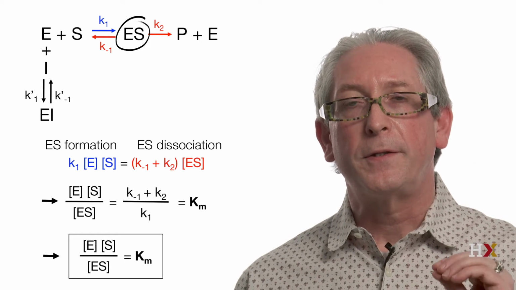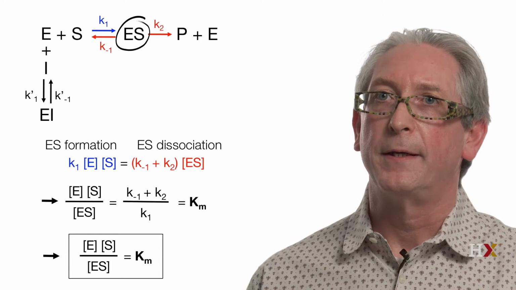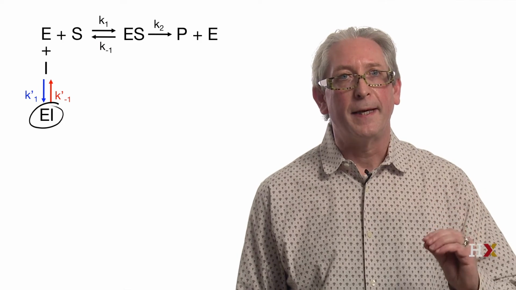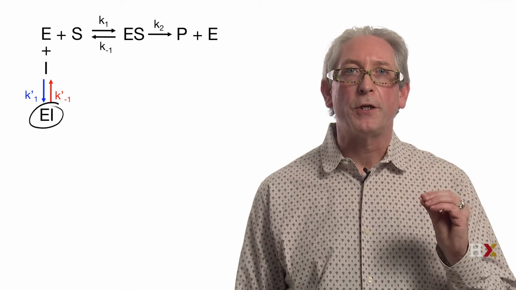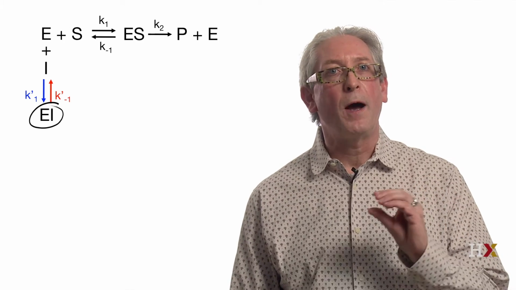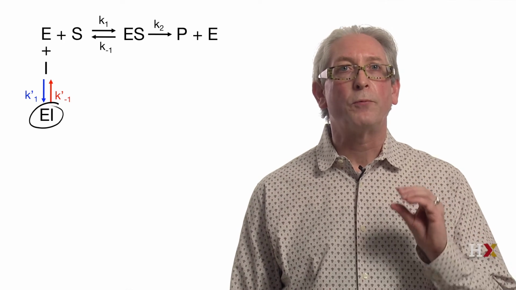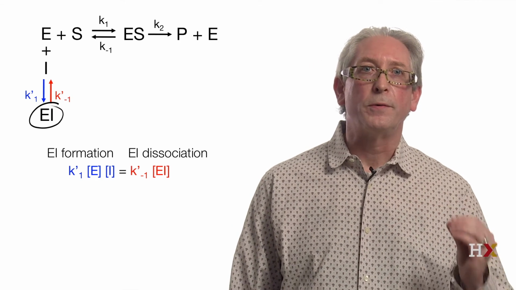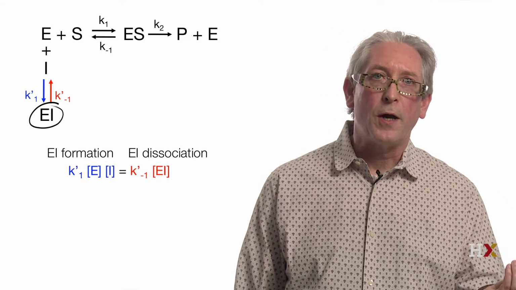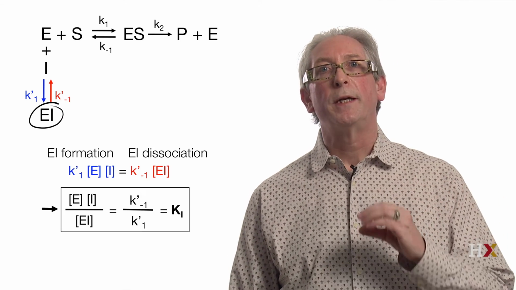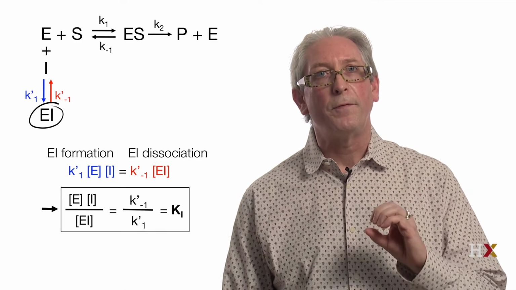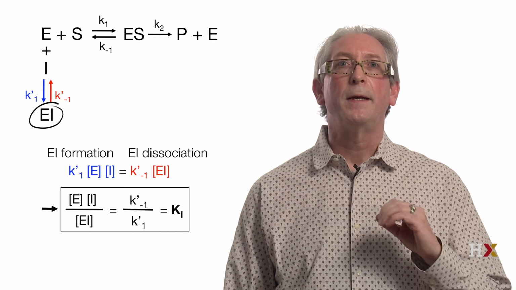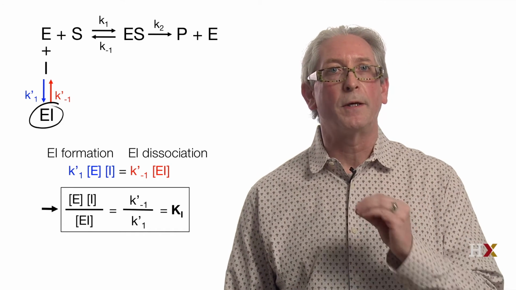In fact, the steady state also applies to the enzyme and its inhibitor. At steady state, the rate of the formation of the enzyme inhibitor complex is equal to the rate of the degradation of this complex. So we can also define a constant called Ki, which is the product of the concentration of inhibitor times the concentration of enzyme divided by the concentration of the enzyme inhibitor complex.